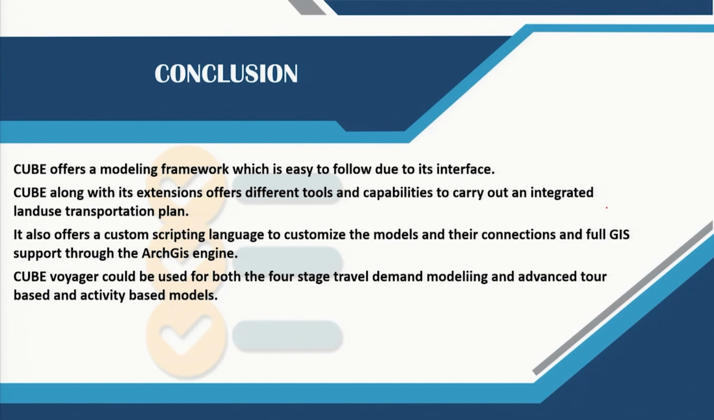and Cube along with its extensions offers different tools and capabilities to carry out an integrated land use transportation plan. It also offers a custom scripting language to customize the models and their connections, and full GIS support through the ArcGIS engine. And Cube Voyager could be used for both the 4-stage travel demand modeling and advanced tour-based and activity-based models. And we will take this up in detail in the next lecture.